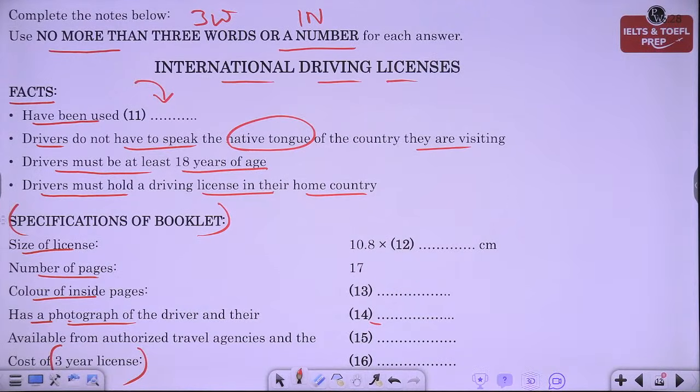Recognised. After all, they've been in use. Travelers could drive freely in the 186 countries that recognise the international driving licence system, regardless of the language that the drivers.